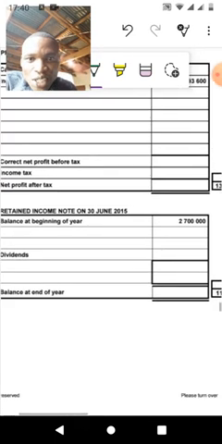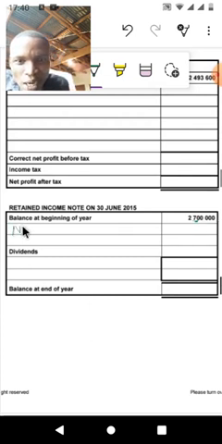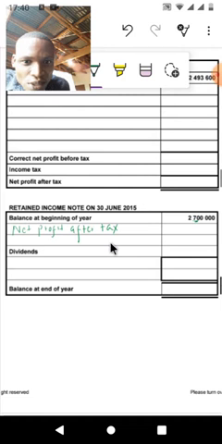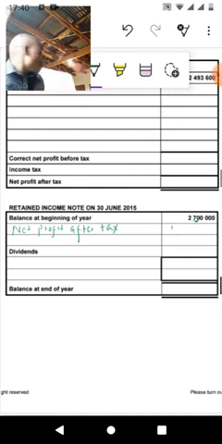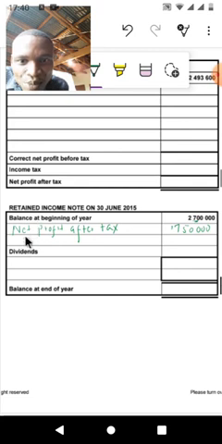Yeah, this is the retained income note, guys. We had a balance at the beginning of the year. They already wrote it, 2,700,000. What else must we write? We write net profit after tax. It was 1,750,000. And then what else? It means we have to write share buyback here.